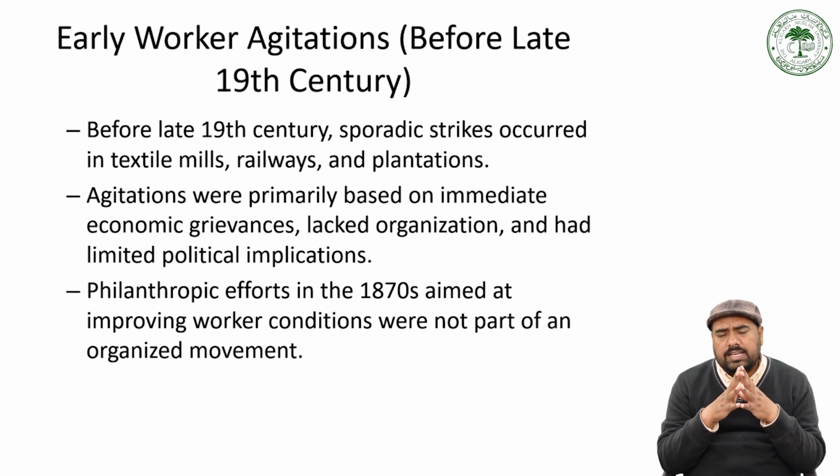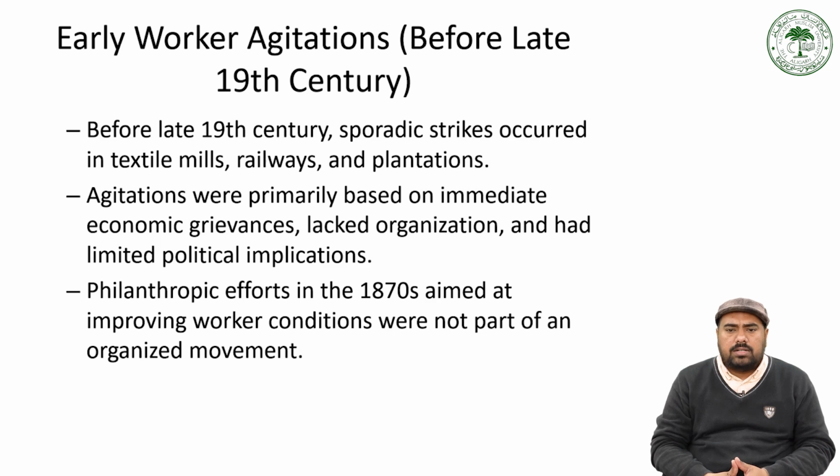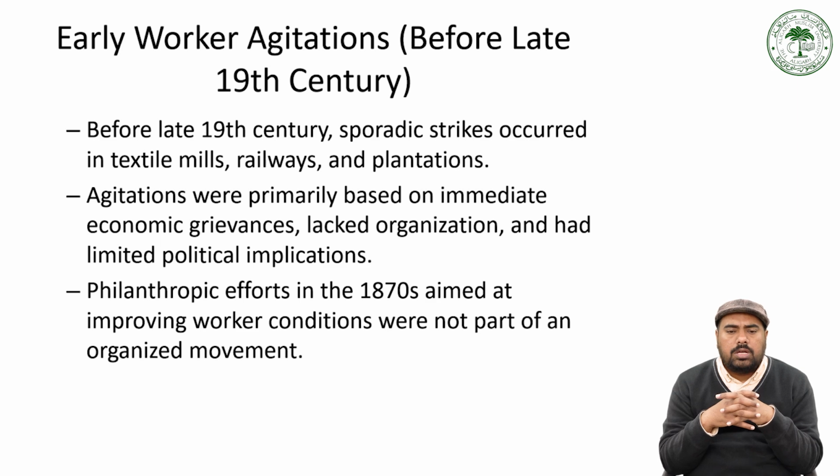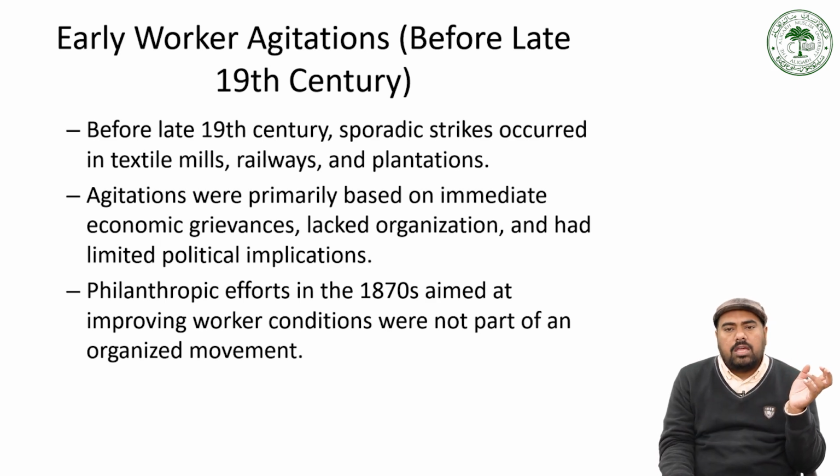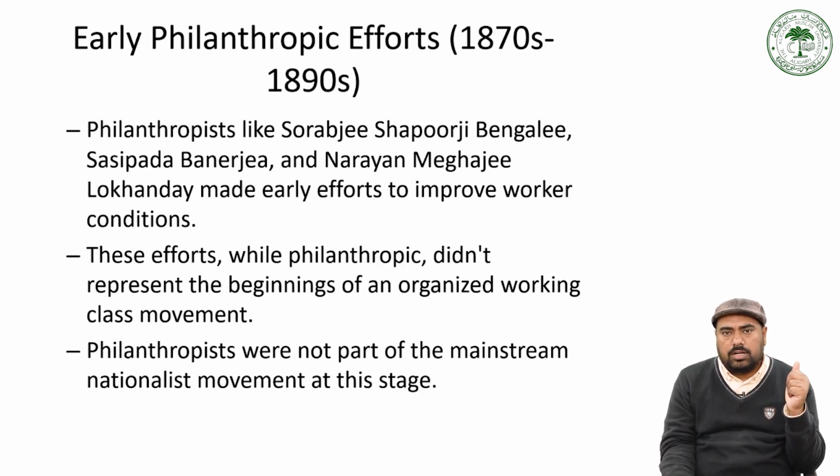So what we see is that there's an agitation. The workers had grievances and they had agitation. They were primarily based on immediate economic grievances, which lacked organization and had limited political implications. Also, there were a lot of philanthropic efforts in the 1870s, which aimed at improving worker conditions, which were not part of an organized movement, but nevertheless, these efforts were for the improvement of the conditions of the workers.